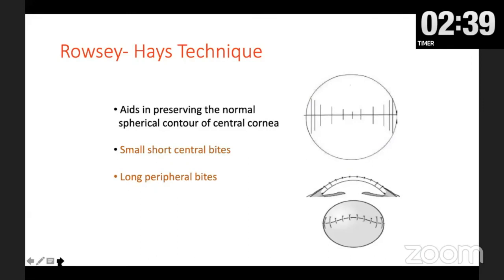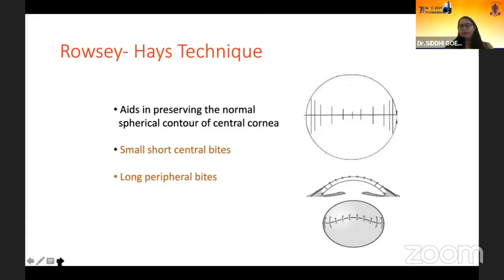The Rossi-Hayes technique is given for corneal suturing for linear perforations, which aids in preserving the normal spherical contour of the central cornea, where it gives short central bites and long peripheral bites.